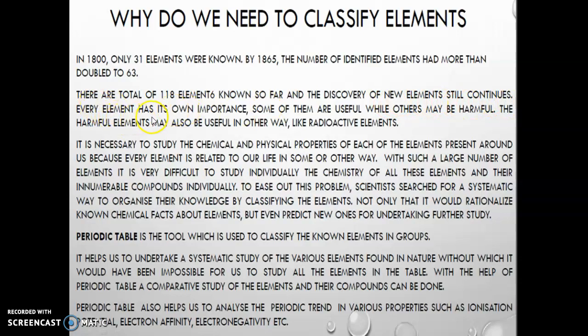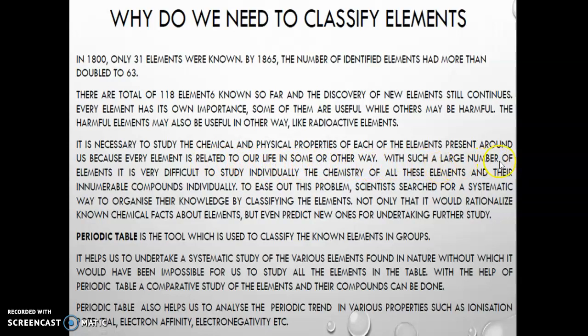Every element has its own importance. Some of them are very useful, while others may be harmful. The harmful elements may also be useful in other ways, for example, radioactive elements. It is necessary to study the chemical and physical properties of each of the elements present around us, because every element is related to our life in some way or other.